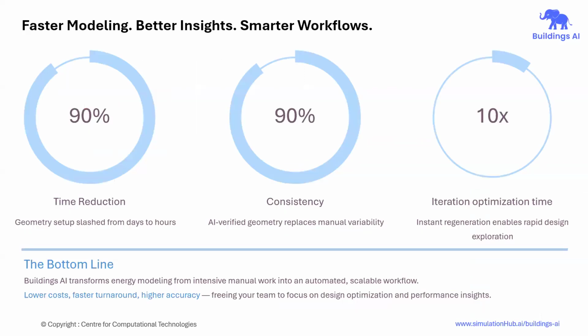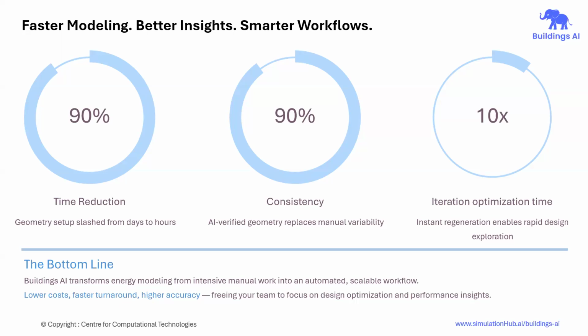Overall, there is a 90% reduction in geometry setup, where the time of creation of the 3D BIM reduces from days to hours. There is also consistency, because the whole process is not dependent on manual errors or manually recreating the 3D model. So for a particular geometry or building layout, the repeatability or consistency is almost up to 90%.